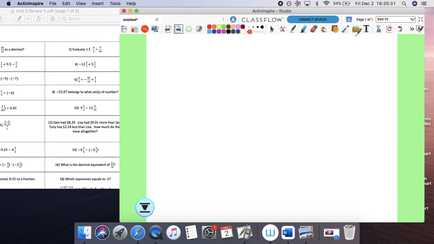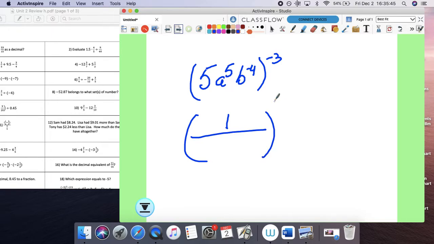Where am I? Oh, 26. 5, A to the 5th, B to the negative 4th, to the negative power. So, let's get rid of this negative exponent. So to do that, the 3 becomes positive, but this will change it a little bit, right? This will go in the denominator, 5, A to the 5th, B to the negative 4. So my first switch is this guy.